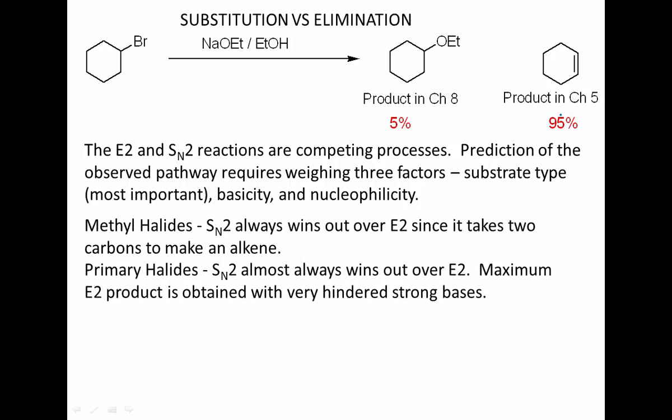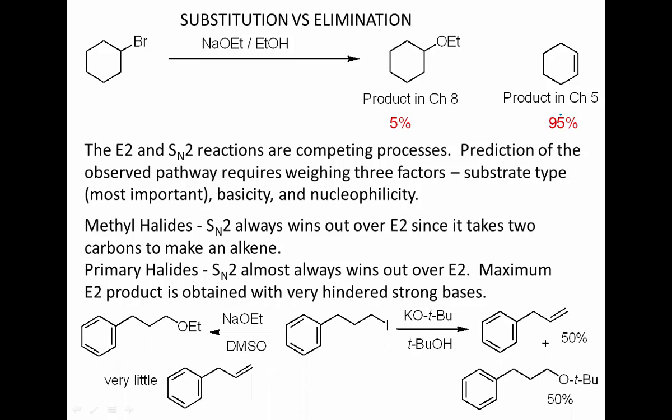First we'll look at methyl halides. When we're talking about SN2 versus E2, the SN2 is always going to win. It takes 2 carbons to make an alkene. We don't have 2 carbons in a methyl halide. Therefore, you can never do anything but an SN2 reaction. Primary halides: the SN2 is almost always going to win out over the E2. The best we can do for E2 is to use a very hindered strong base, but even then it's very hard to selectively form an alkene from a primary halide.